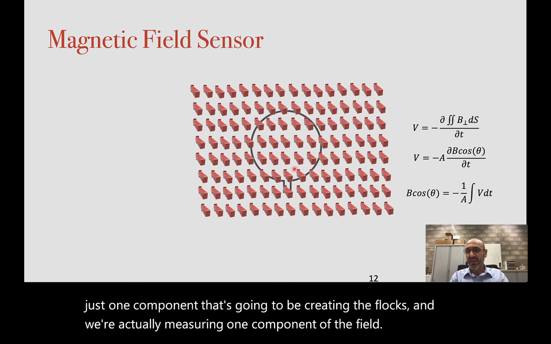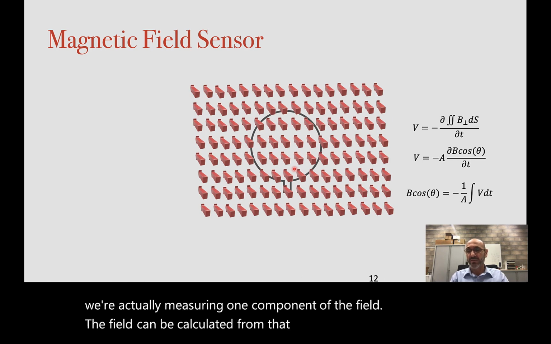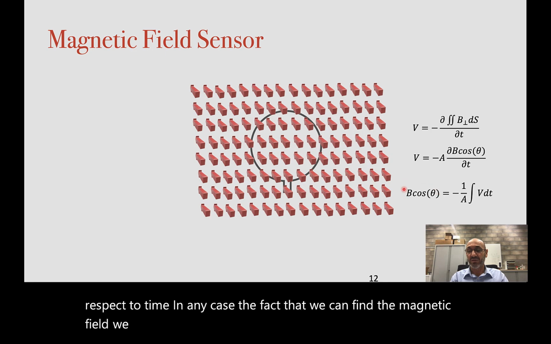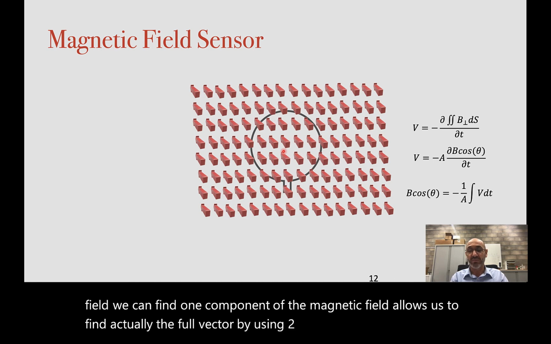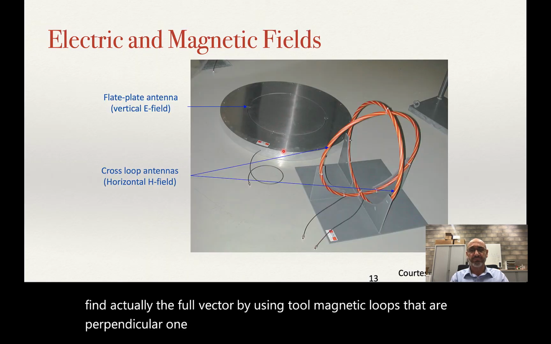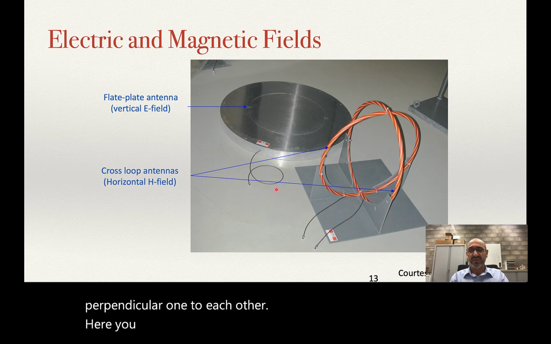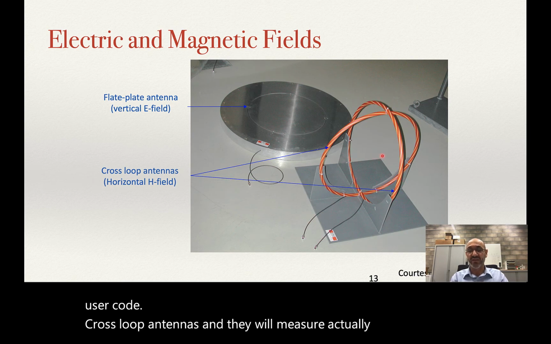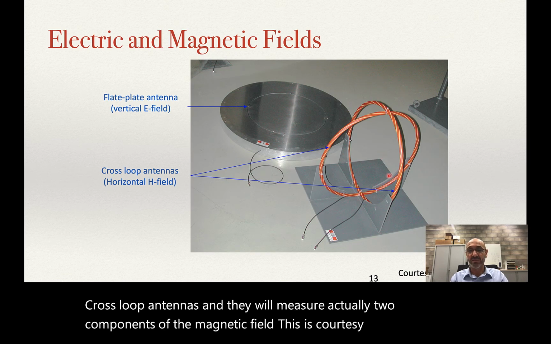The field can be calculated from that equation by integrating with respect to time. In any case, the fact that we can find one component of the magnetic field allows us to find the full vector by using two magnetic loops that are perpendicular to each other. Here you see practical examples of these two loops. These are called cross loop antennas, and they will measure two components of the magnetic field. This is courtesy of the EPFL EMC lab.